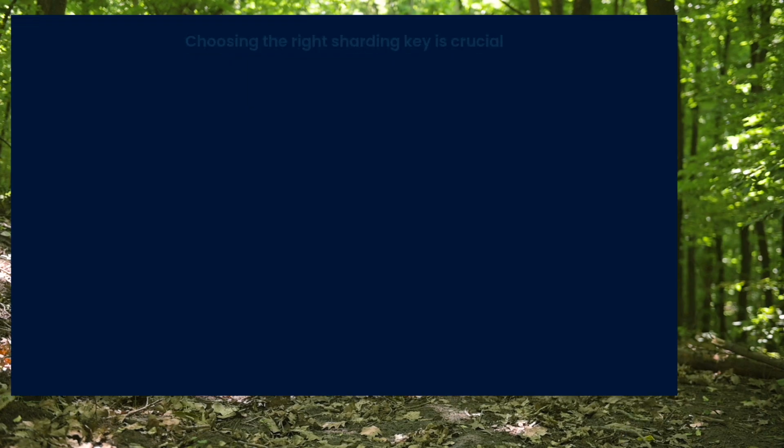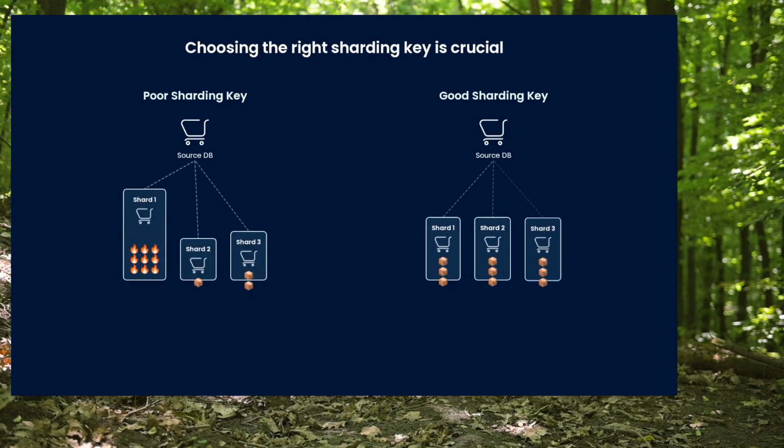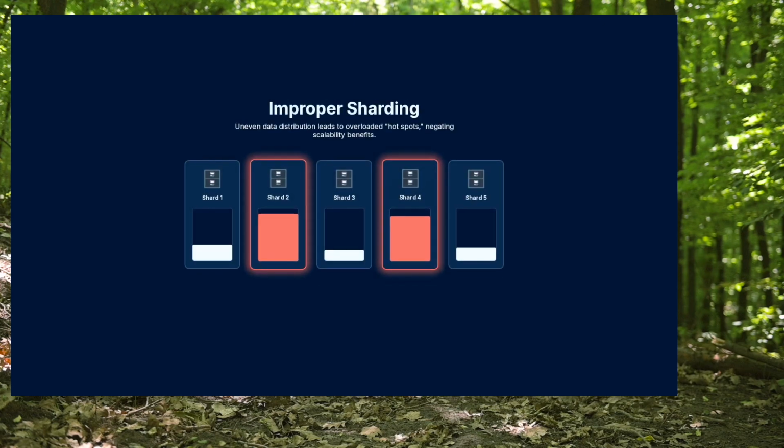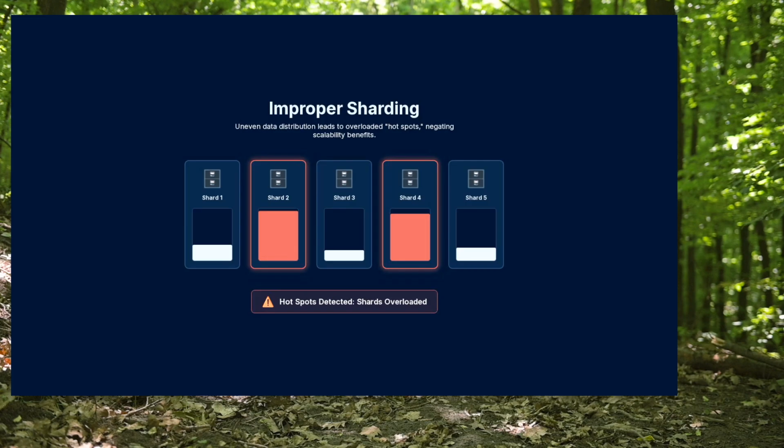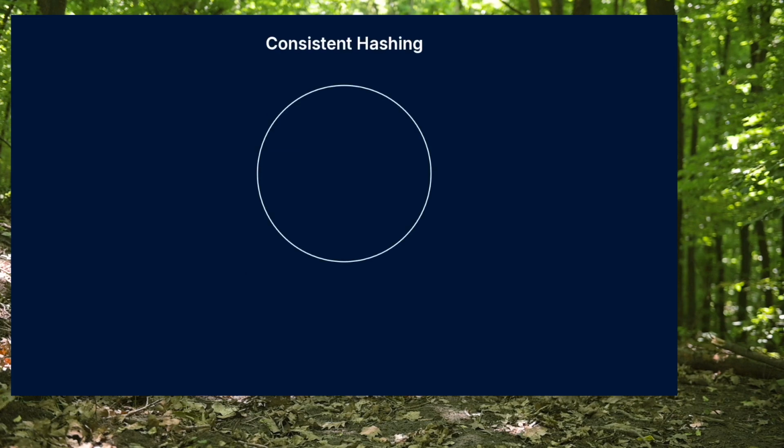However, implementing sharding requires careful planning, especially regarding data distribution and consistency. Choosing the right sharding key is crucial for even data distribution and efficient query routing. Improper sharding can lead to hotspots, where certain shards become overloaded, negating the benefits. Techniques like consistent hashing can help distribute data more evenly and dynamically.